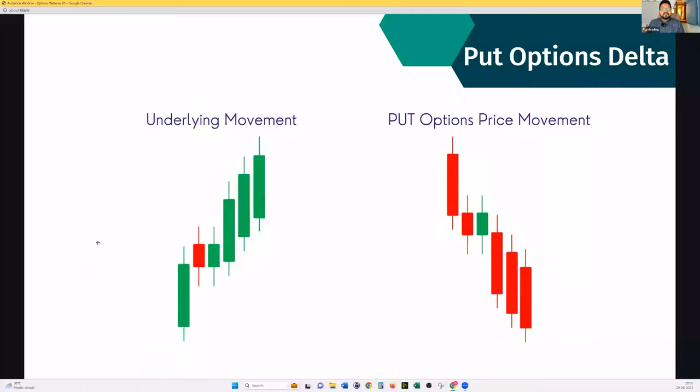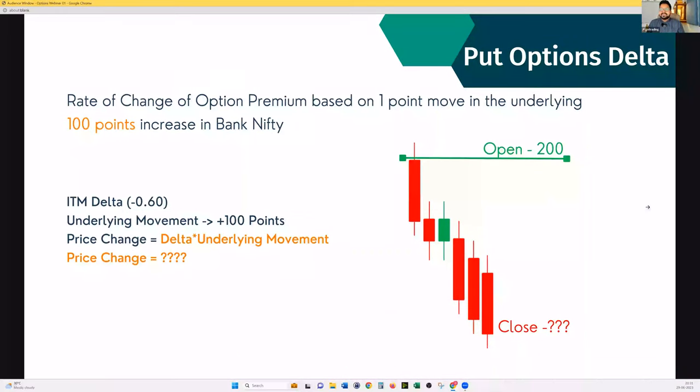And it's very simple. As the market goes up, how does the put option decrease? Because the market going up is a positive move and the put option delta will be negative. So plus into minus, or minus into plus, is going to be a negative result. That is why the put option premium decreases.